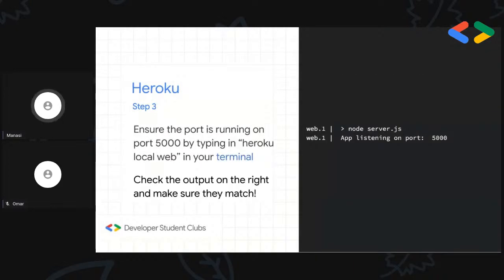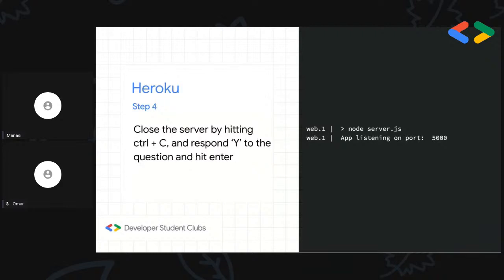And then once you've finished that, we want to ensure that the port is running. So in your terminal, type Heroku local web. And then make sure that the output that you got matches the one that's on the screen. Then we want to close the server by typing Control-C and then respond yes to the question.